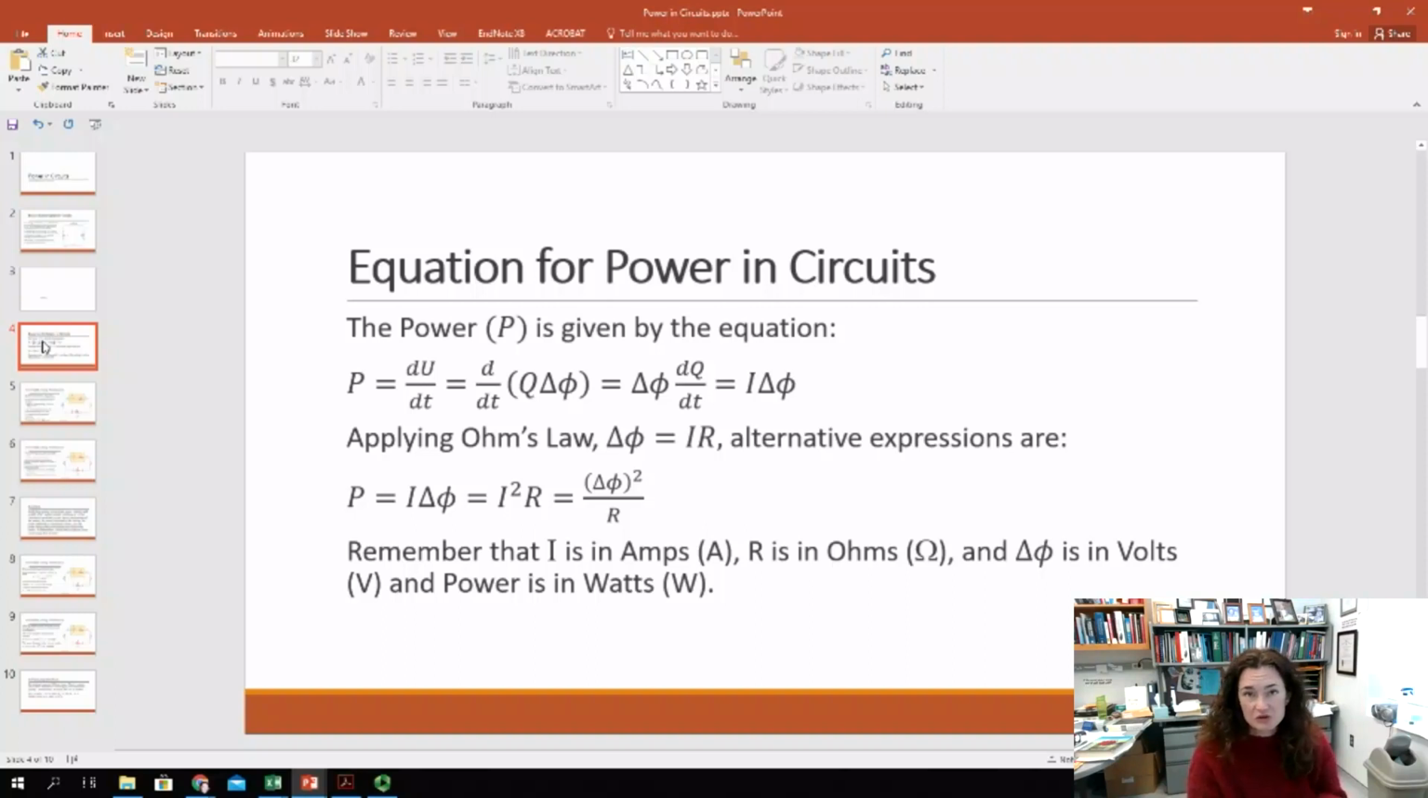Always remember the units for the things that you're working in. Your current I will be in amps in SI, R is in ohms, omega is its symbol, delta phi is in volts, or V, and power is in watts, W.